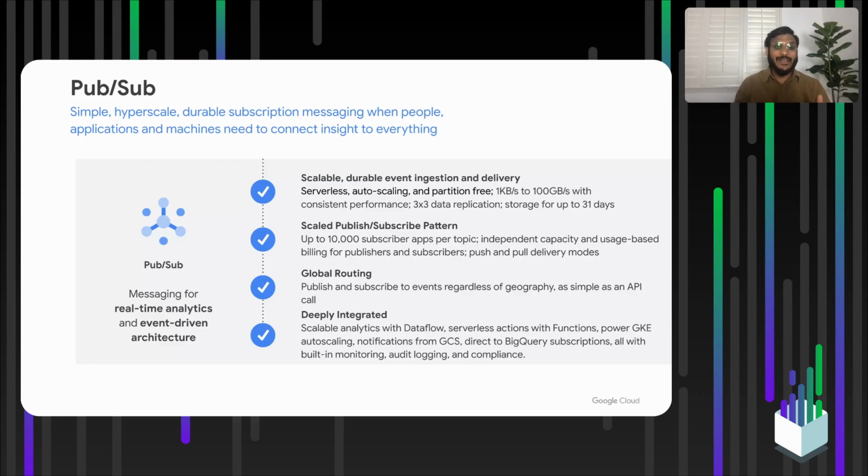Pub/Sub offers push-based delivery of messages as HTTP requests to webhooks as well. That way, you can implement workflow automation using Cloud Functions or other serverless products. And Pub/Sub, because it's a Google Cloud product, has built-in monitoring and logging capabilities as well.